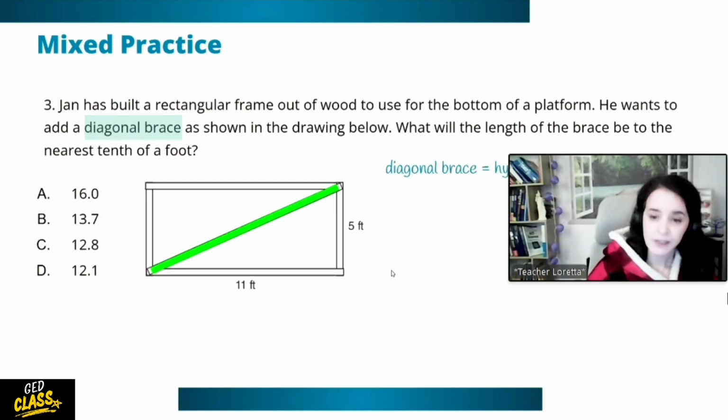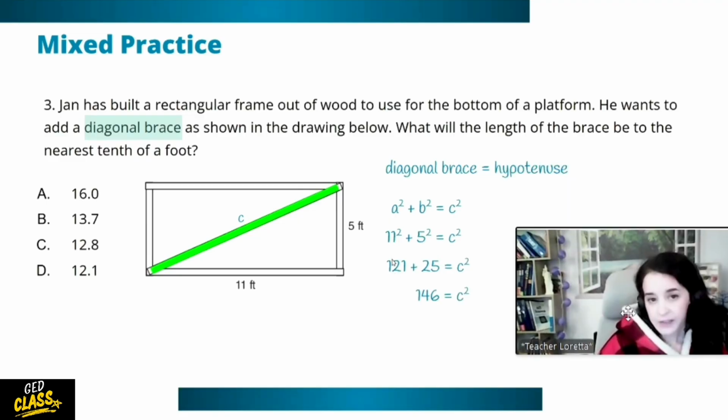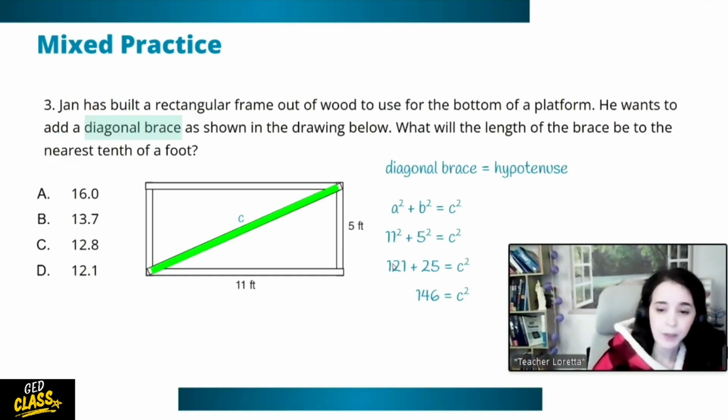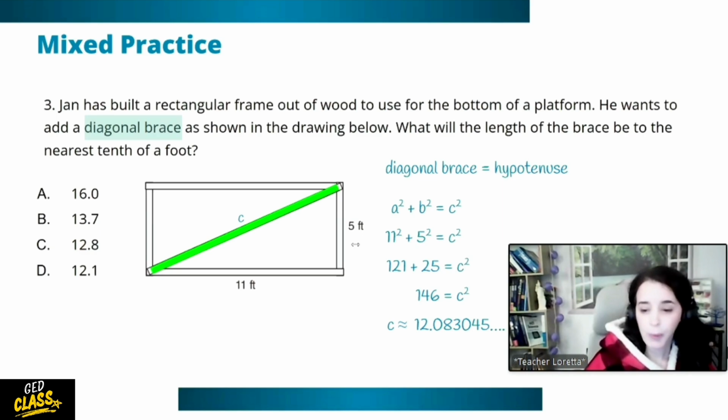So we have one side that's 5 and another side that's 11, and we need the c side. So we're going to say a squared plus b squared equals c squared. 5 squared plus 11 squared is c squared. 121 plus 25 is c squared. 146 equals c squared. Then you ask your calculator, what is the square root of 146? And your calculator will say it's 12.08 and so on. And then we choose the answer that comes closest to that.